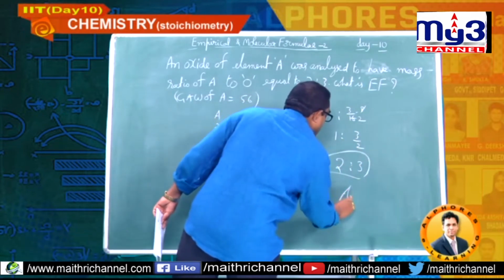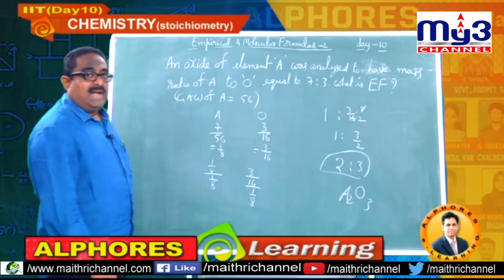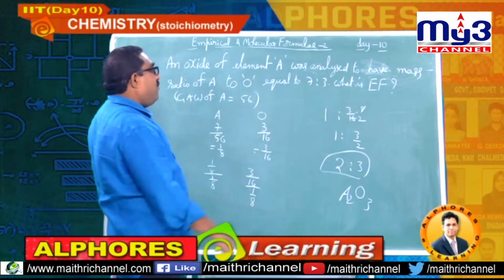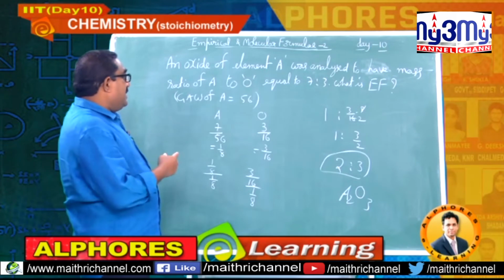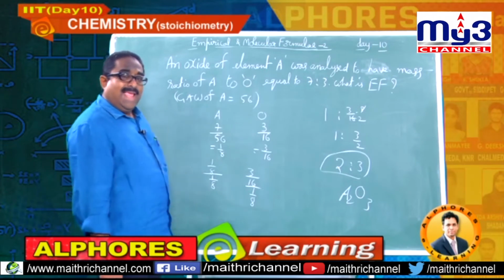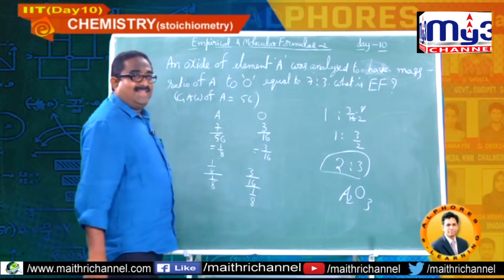The formula is A2O3. That is the empirical formula of the oxide formed from elements A and oxygen. Please note down this, students.